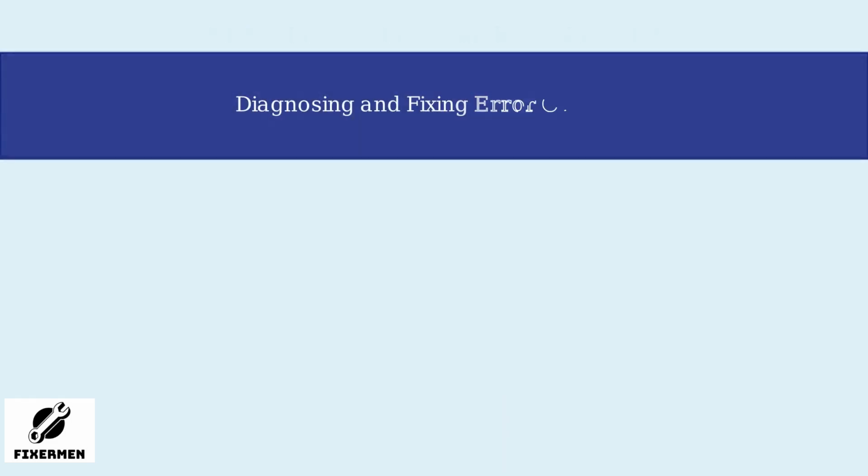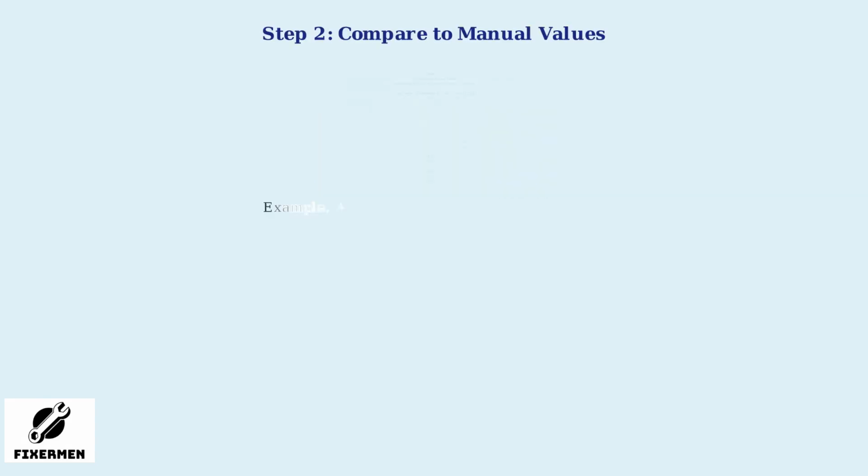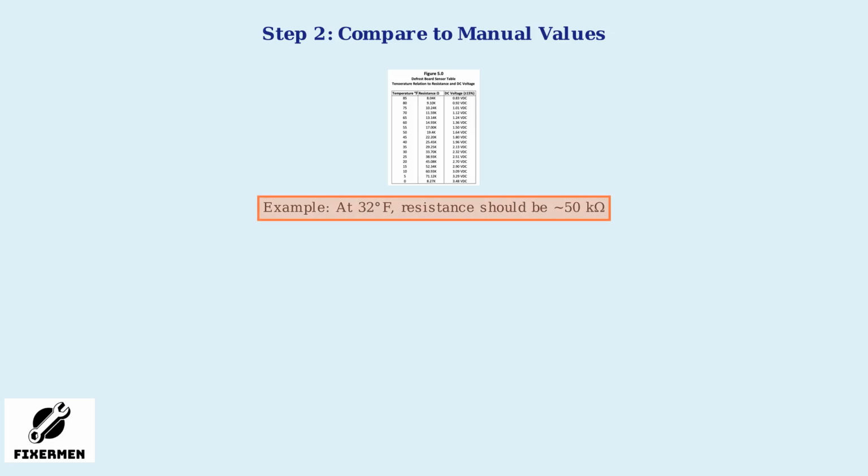To diagnose error code E2, begin by using a multimeter to check the sensor's resistance and compare it to the values in Goodman's manuals. For example, at 32 degrees Fahrenheit, the resistance should be around 50 kiloohms.